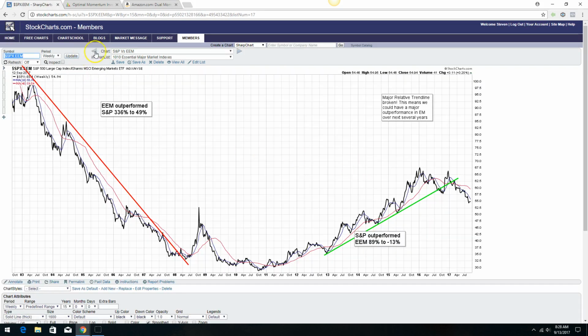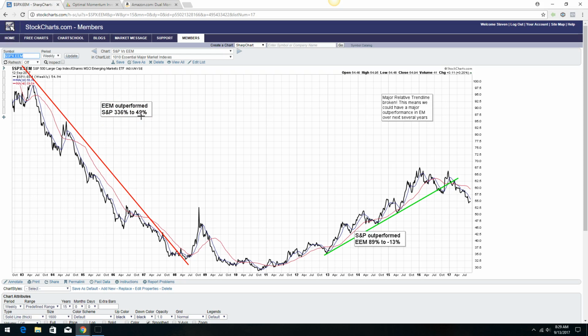Okay, so now let's look at the S&P 500 versus emerging markets. And you notice the chart looks a little similar, okay? So I have EEM, the iShares Emerging Markets ETF, versus the S&P 500. If you go back to October of 2002, all the way to October of 2008, emerging markets outperformed the S&P 500 336% to 49%.